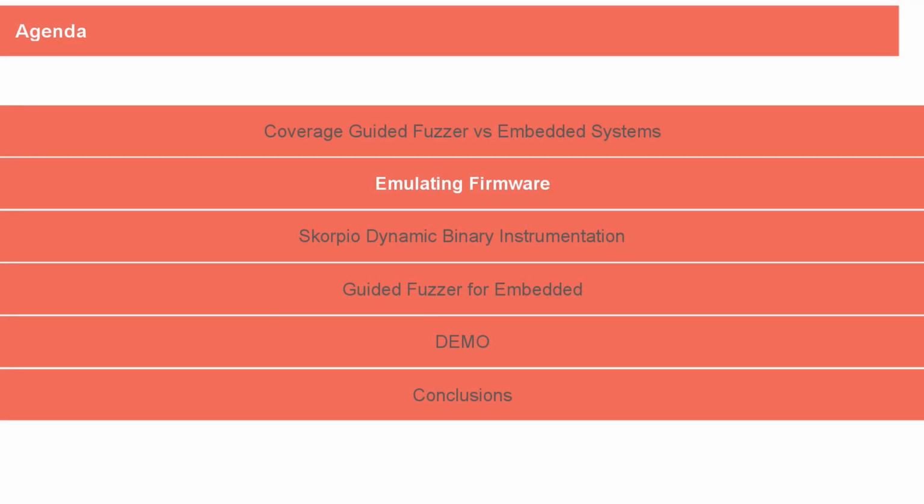Okay, so we see that we have many issues. We want to bring the guided fuzzer to embedded systems. So we need to solve many issues. The first one is how to build our fuzzer to run on an embedded system. We came up with one solution, which is just to emulate the firmware.